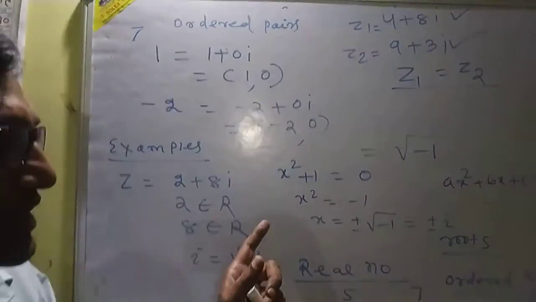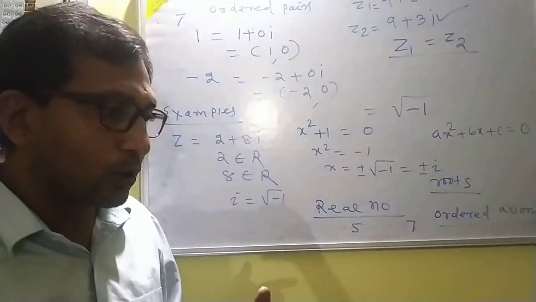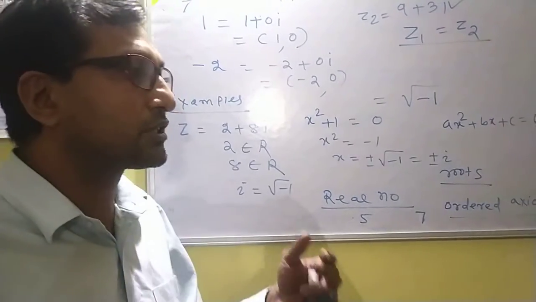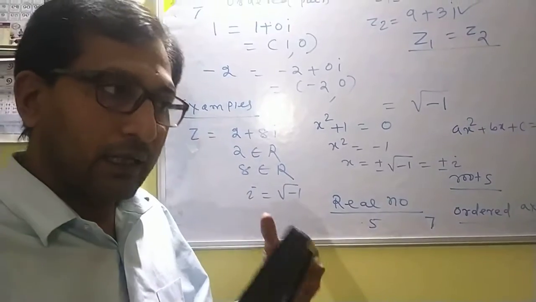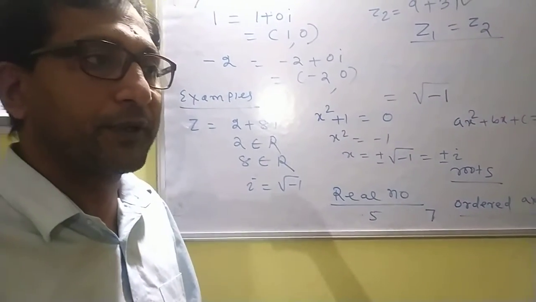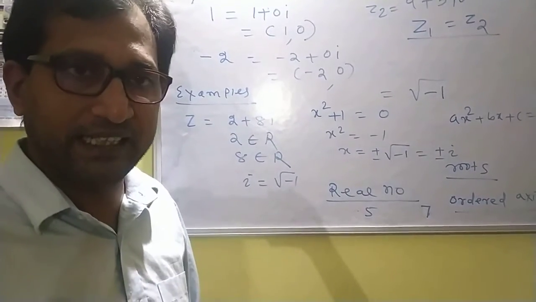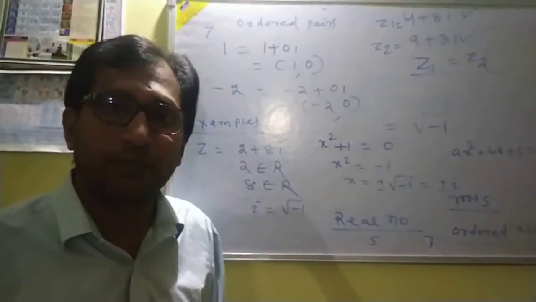So whatever we have discussed, this is introduction level. Then after that we can go through properties, field axioms, multiplicative inverse, square root, how to find the nth root, and how to find the cube roots of unity, then polar form. There are so many things there. So this is the introduction level about complex number. Thank you.